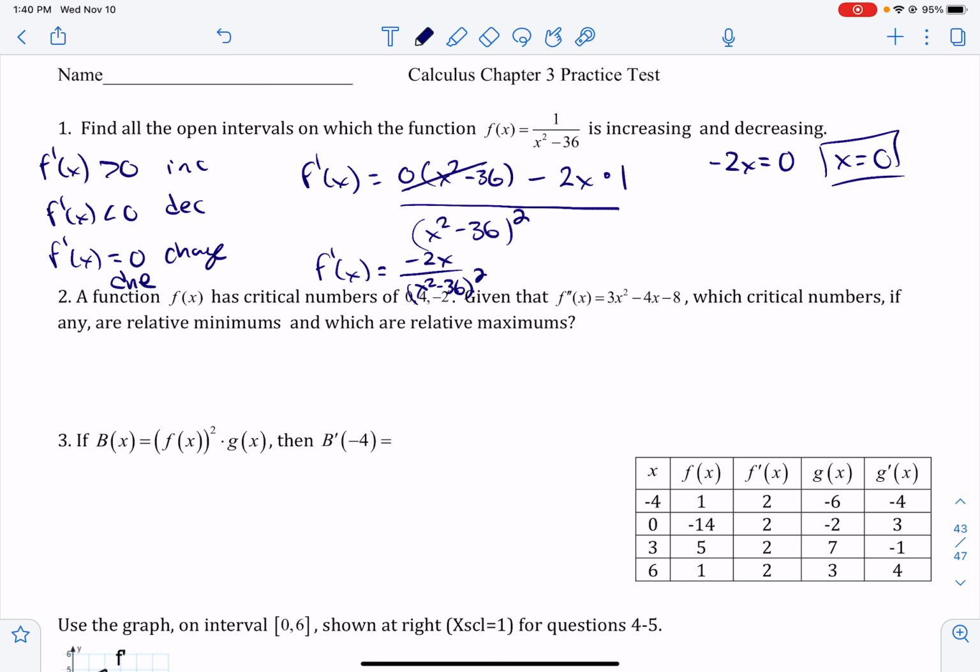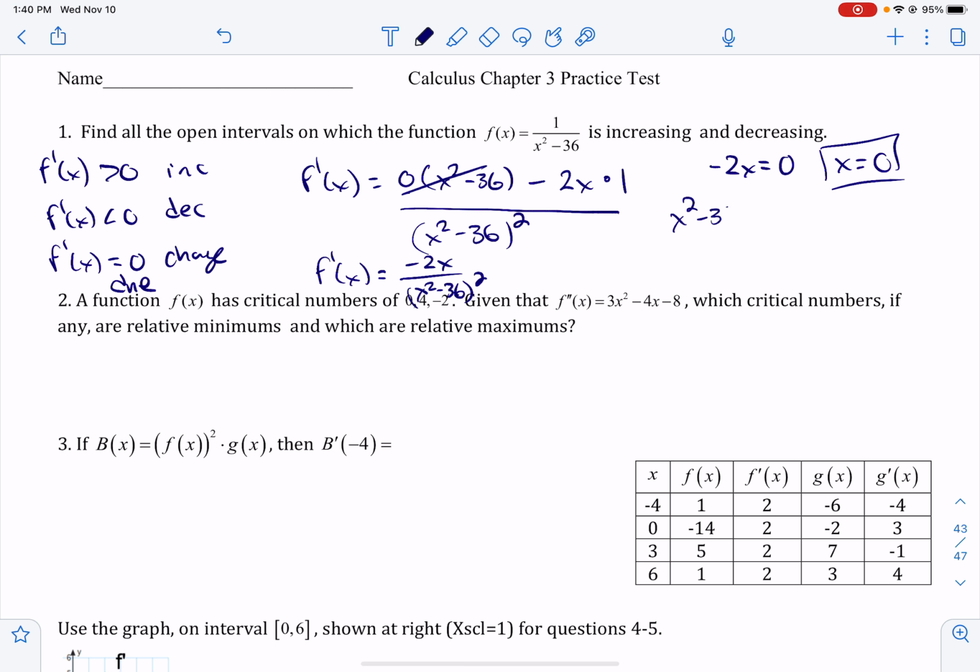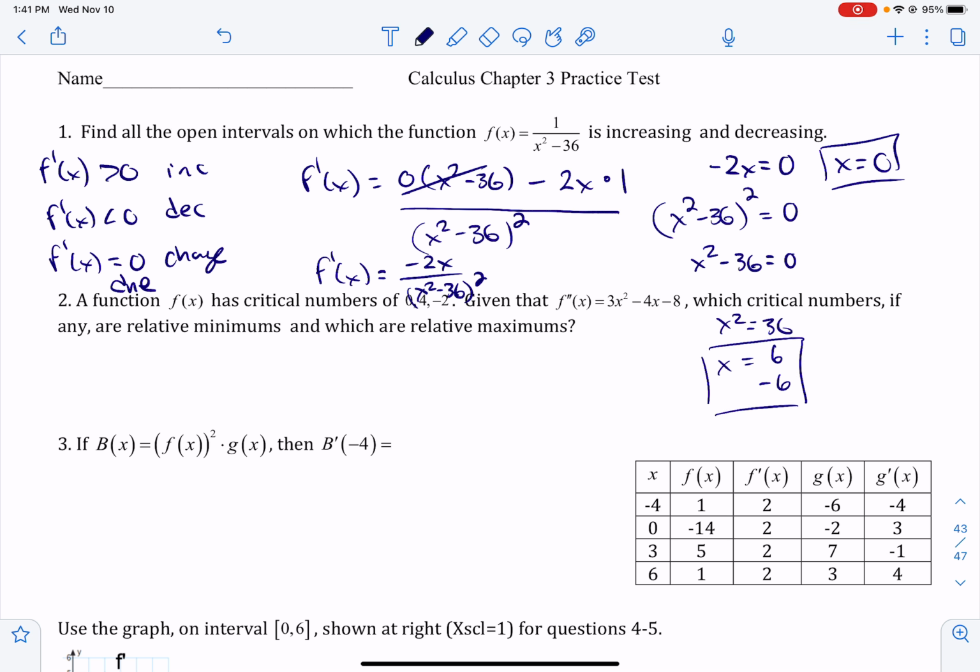The other value I'm interested in is when the bottom equals 0. I'm not supposed to let the bottom equal 0. That's when I'm going to be undefined. So let's set it equal to 0 and find out what makes that happen. If I square root both sides, I get x squared minus 36 equals 0. And that means that x squared equals 36. So x could be positive 6 or negative 6. So I also want to check what's happening around those values, because I could possibly change my increase and decrease.